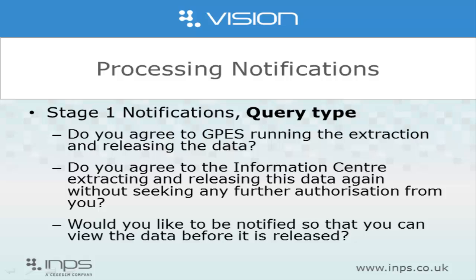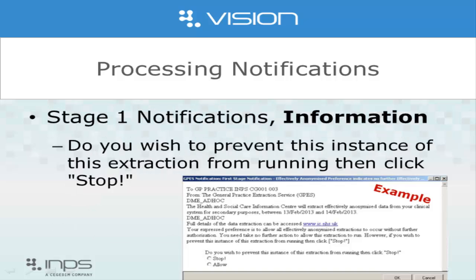Would you like to be notified so that you can view the data before it is released? If no response is received, GPES assumes you are happy for the data to be released. Note, a date range with the extract will be run on your system and is detailed in the notification message. This will happen automatically.